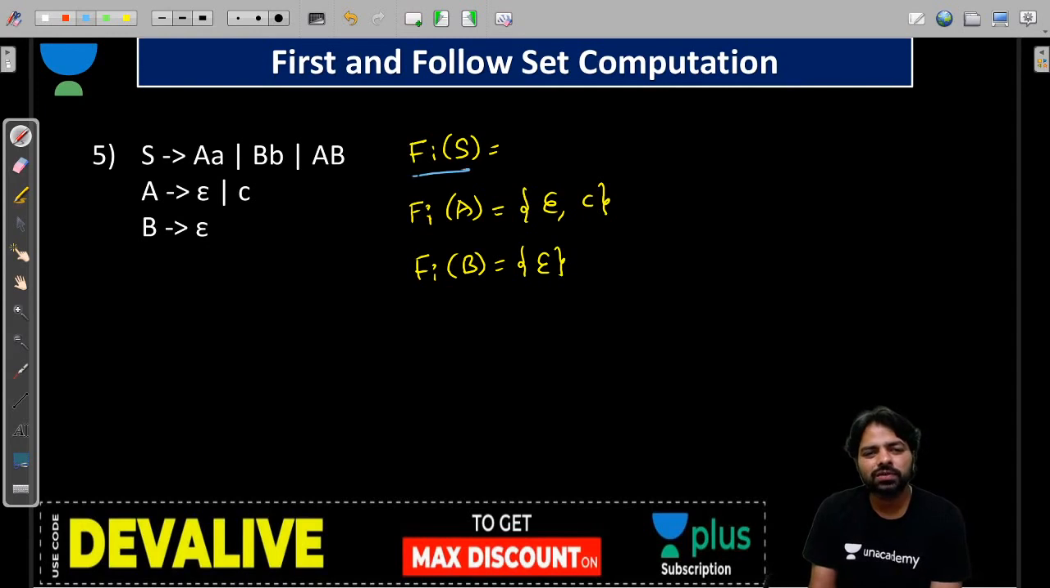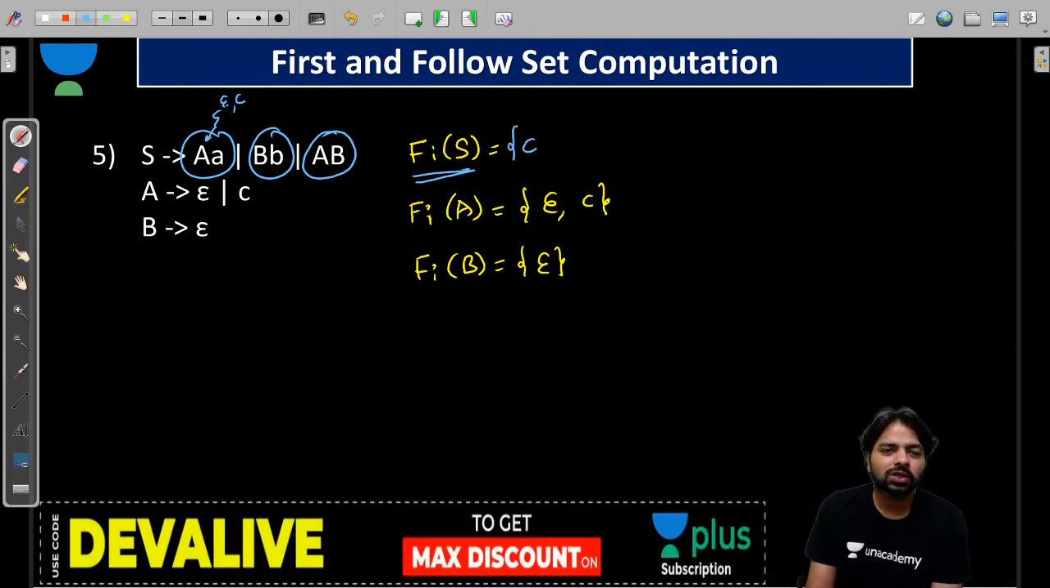And what is the first of S? You have to look at all of these. Then from here to here, epsilon will come, C will come. So when you put a C, you will see the C. But when you put epsilon, you can't see epsilon. Because of epsilon, you will see A. A will come. And capital B is only epsilon, so epsilon dot B is the B.